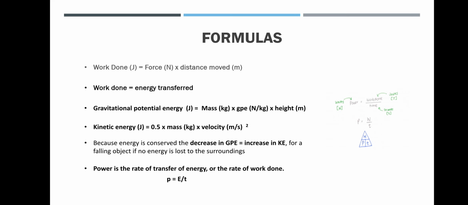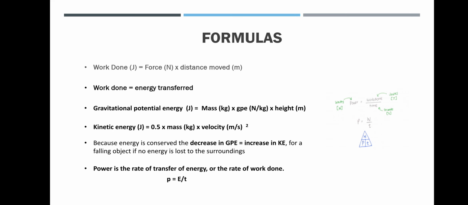Next is kinetic energy, which is 0.5 or 1 by 2 times mass, which is in kilograms, times velocity, which is in meter per second. You need to take the square of velocity. So the formula is 1 by 2 mass times velocity squared, and the simple equation will be KE is equal to 1 by 2 mv squared.